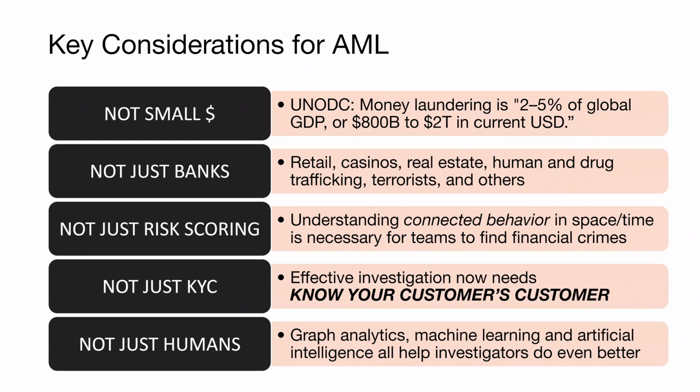We're not talking about just small dollars. It's 2 to 5% of the global GDP, so upwards of trillions of dollars in impact. It's not just banks, it's retail, casinos, real estate, human and drug trafficking, and terrorists as well. It's not just risk scoring. That is necessary, but not sufficient. You need to understand connected behavior in order to find financial crimes. It's not just KYC, know your customer, but you need to know your customer's customer, and non-obvious relationships and connected behavior is the difference between mules and crime rings. And this is where we think the key payoffs are going to come. And it's not just humans. We need graph analytics and machine learning and AI to help investigators all do better.